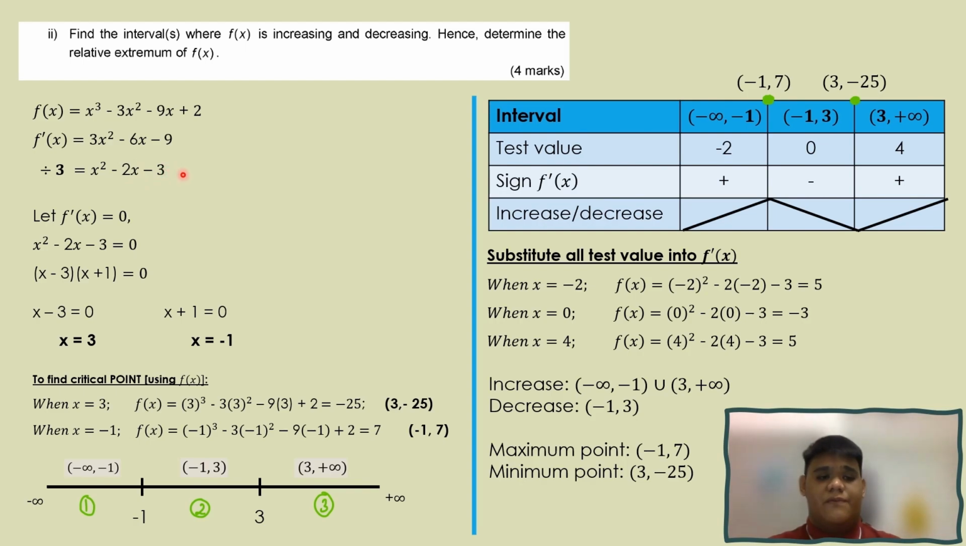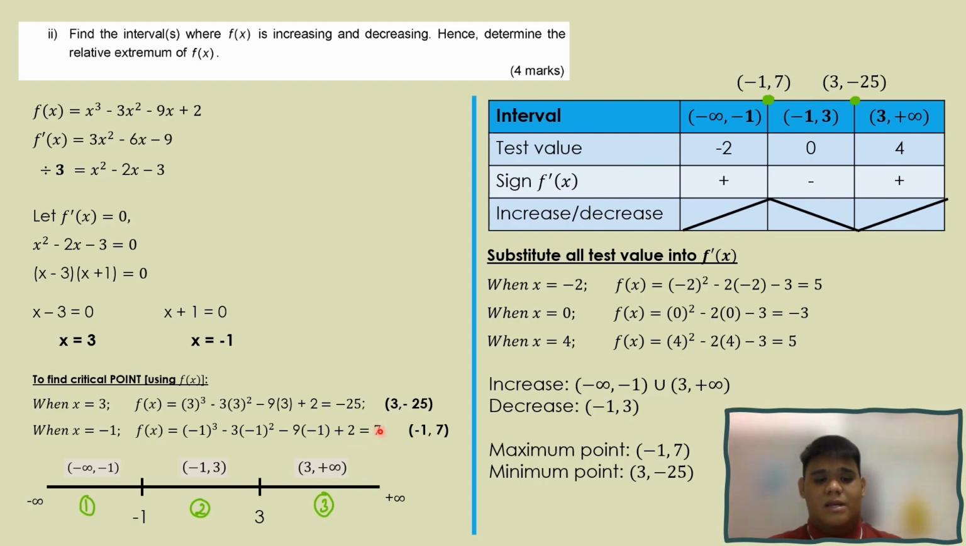So we need to find the x values. We set f prime x equal to 0, and then we solve, and we get x equal to 3 and x equal to negative 1. To find the critical points or extremum points, we use the x values in the f(x) equation. So when x equals 3, we get y equals negative 25. When x equals negative 1, we get y equals 7.